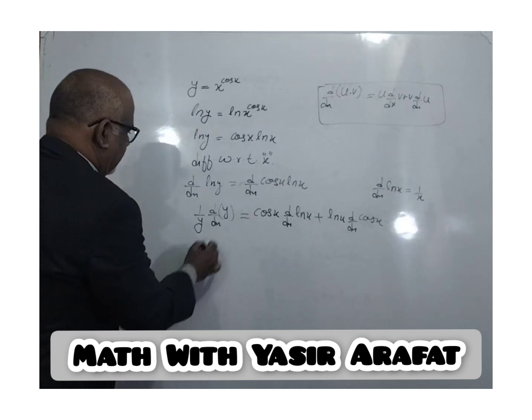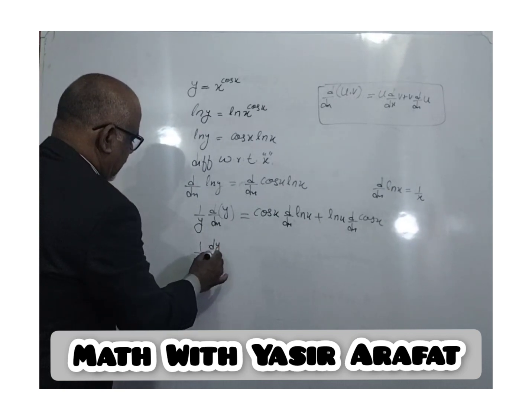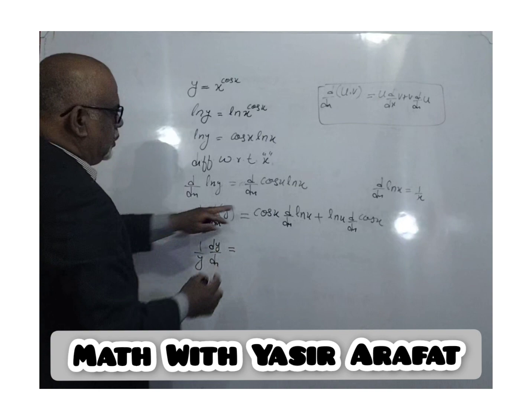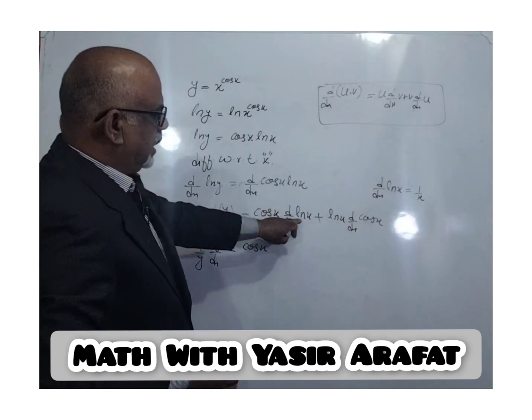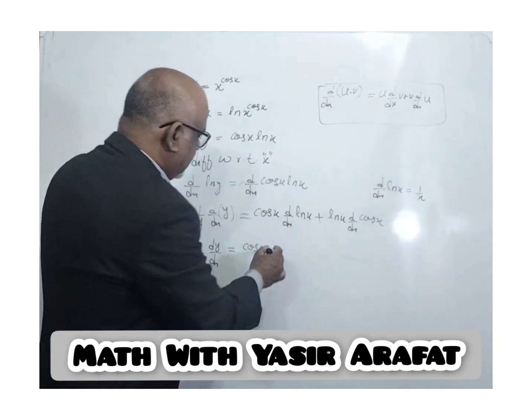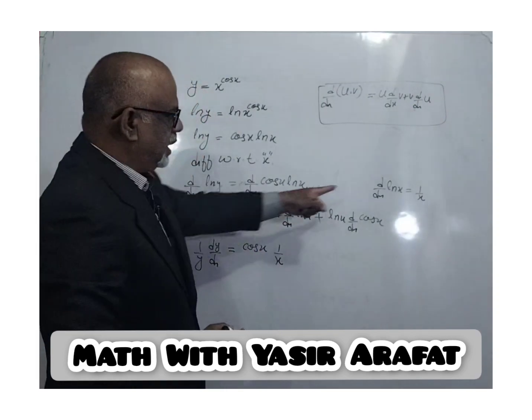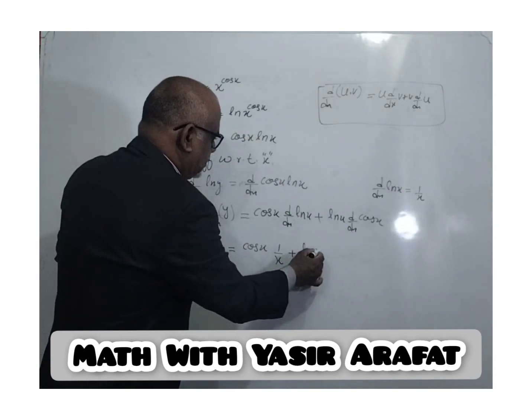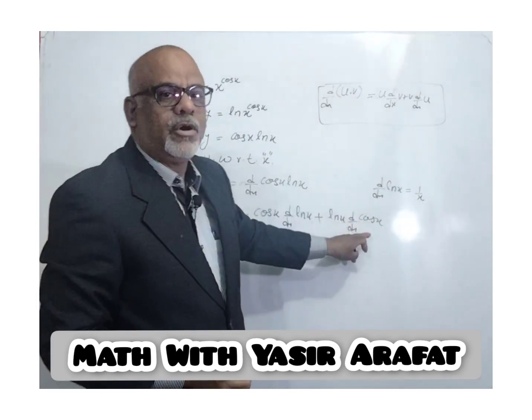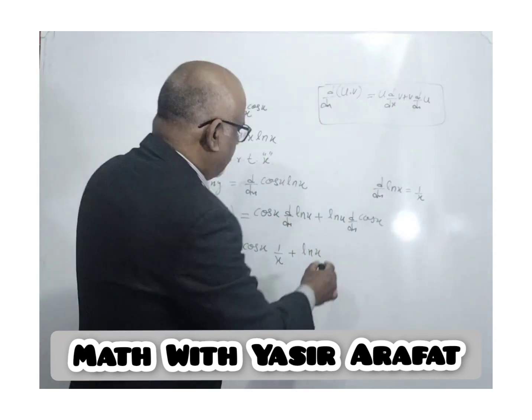1 upon y, derivative of y is dy upon dx. Cos x is as it is. The derivative of ln x is 1 upon x. We have discussed this formula. Ln x remains the same, and the derivative of cos x, we have the formula, minus sin x.